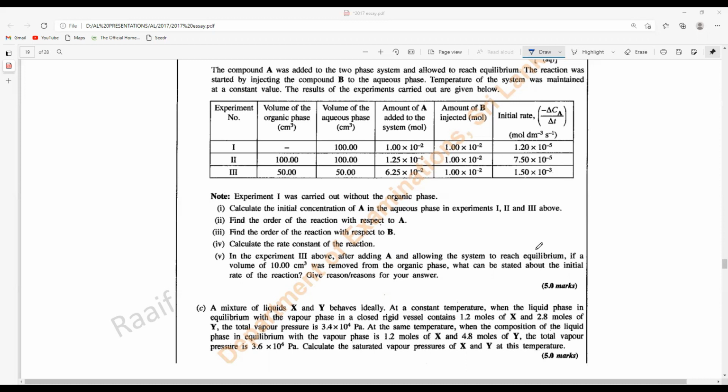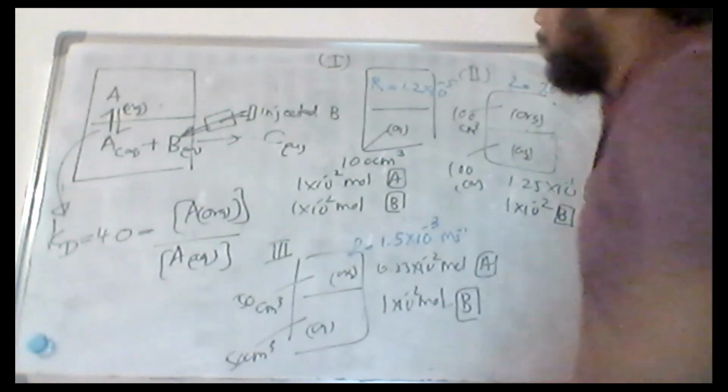And in fact, other than this, at this particular condition, when B is injected, the initial rate is given here as 1.2 into 10 to the power minus 5 mol dm minus 3 per second. In the second experiment, the rate is given as 7.5 into 10 to the power minus 5. And the third experiment rate is given as 1.5 into 10 to the power minus 5 mol dm minus 3 per second. Right. So calculate the initial concentration of A in aqueous phase in experiments 1, 2, and 3. So what is the initial concentration here?